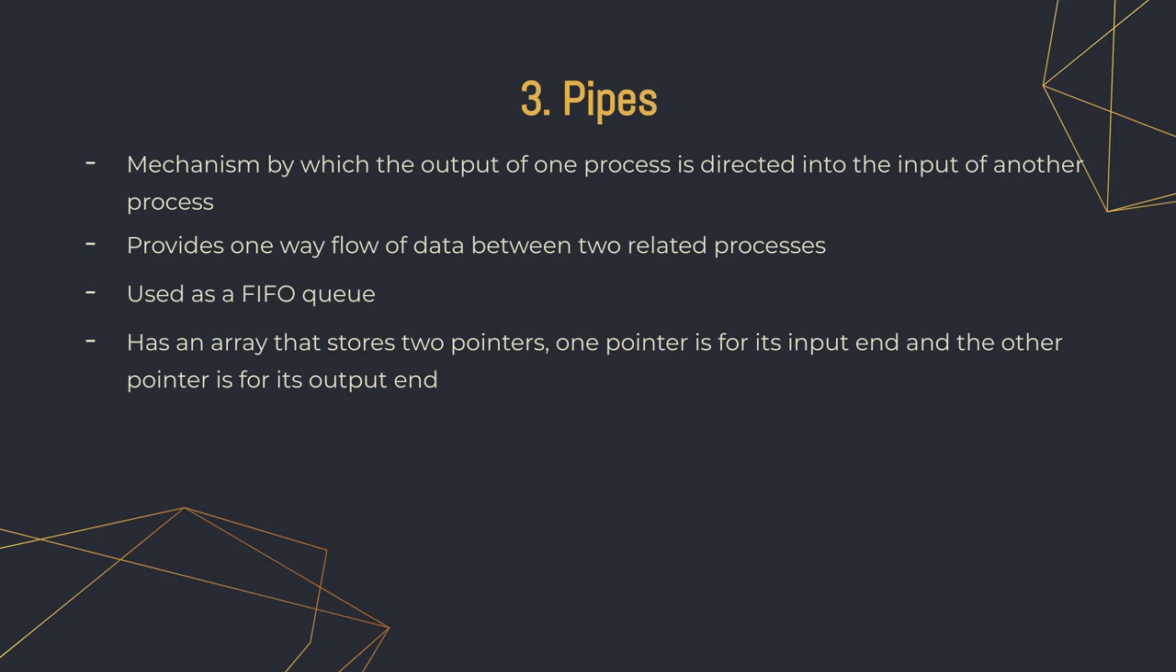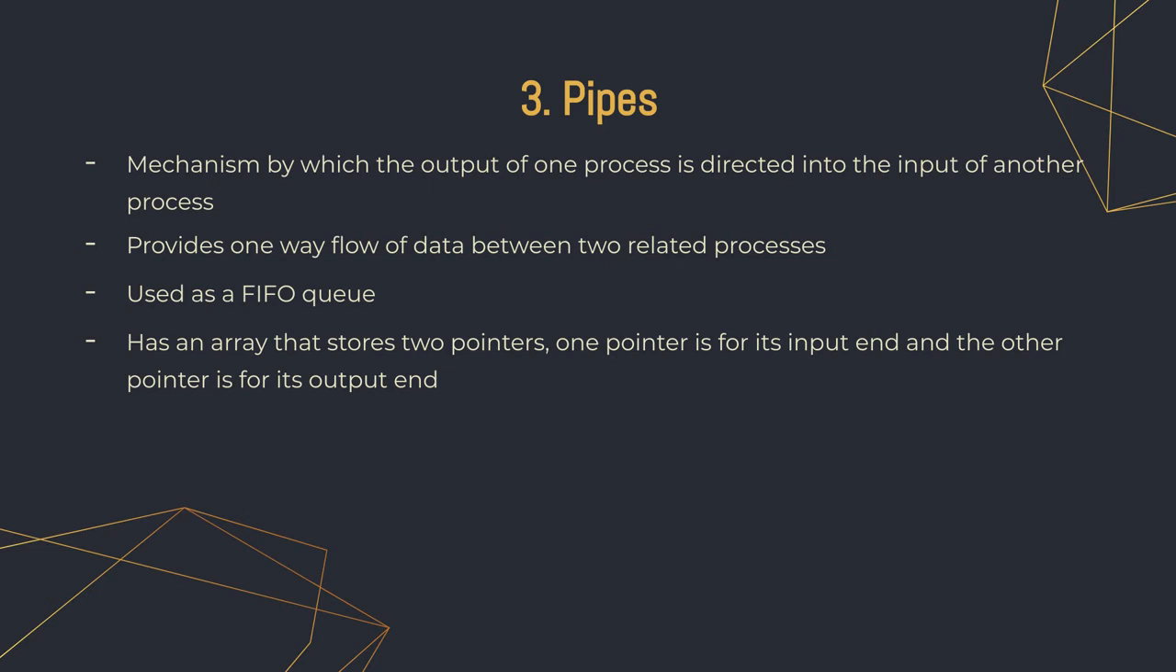Now, a pipe is a data channel that is unidirectional, but we can use two pipes to create a two-way data channel between processes. Now, we use the first in first out queue in order to standardize which process is supposed to be completed first. And we also use an array which stores two pointers. One pointer points to the input end and one pointer points to the output end. You can think of a pipe as a sort of bucket where one person pours water into the bucket and the other person takes water out of the bucket.